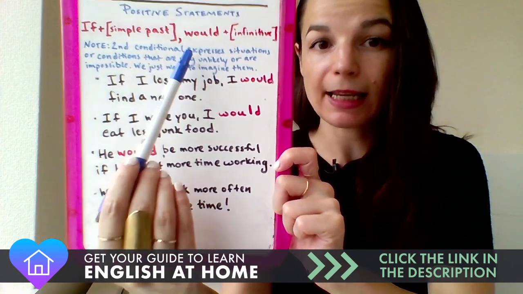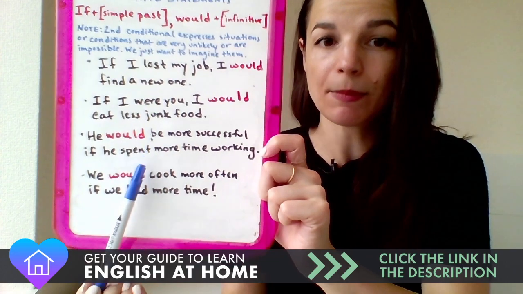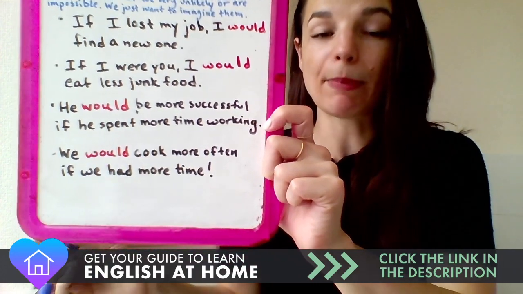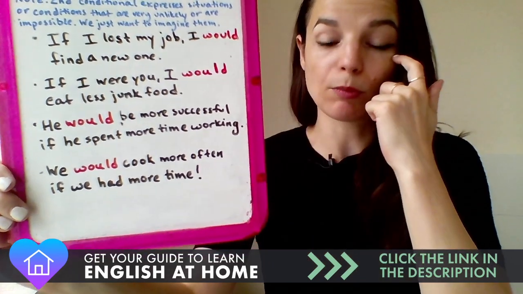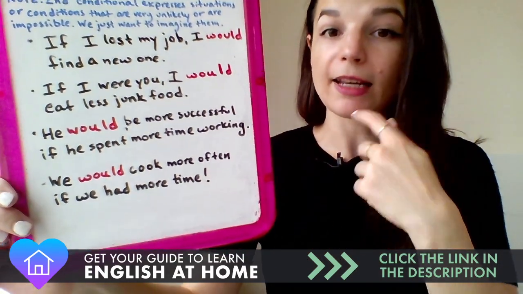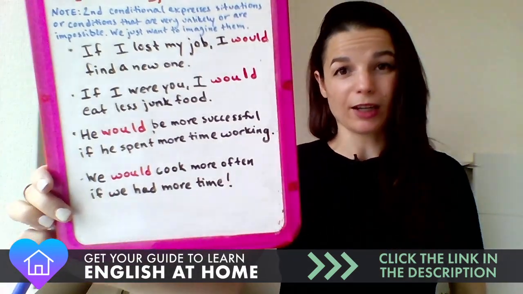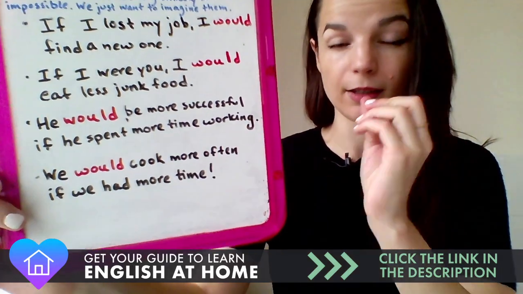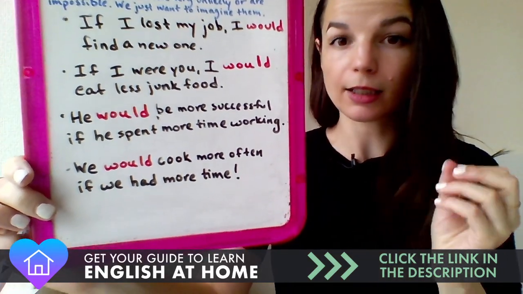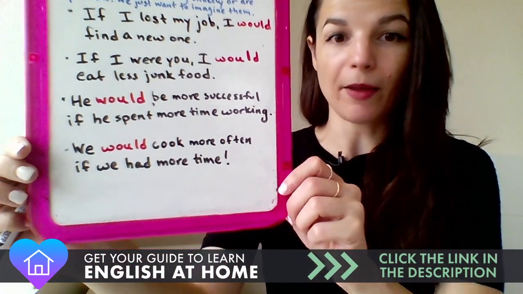So spent is the simple past form of spend time. We're using the past form, spent, more time working. He would be more successful if he spent more time working. At native speed, this sentence sounds like he'd be more successful if he spent more time working. So we reduce this would to a d sound. He'd. Okay, let's look at the last one then.